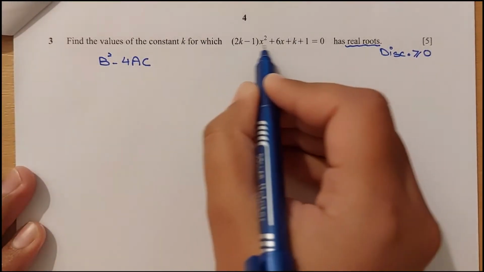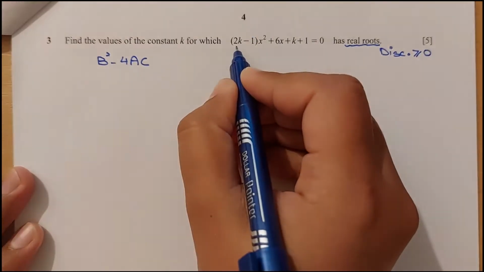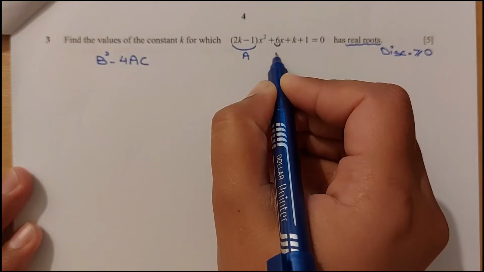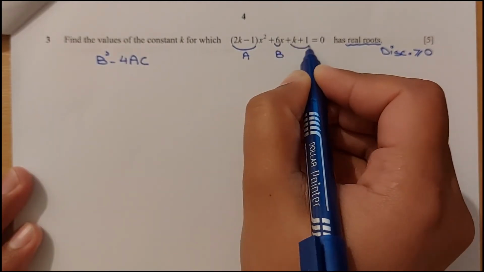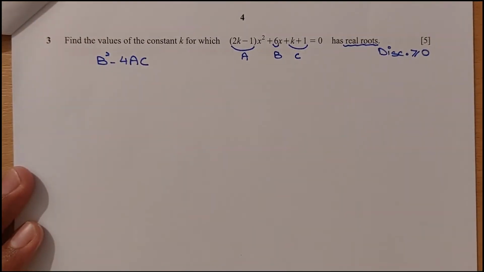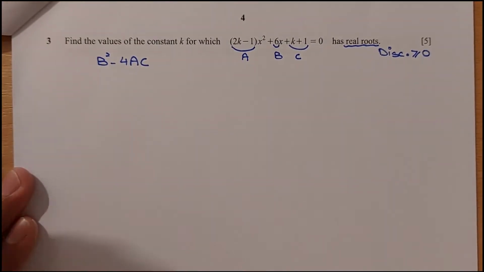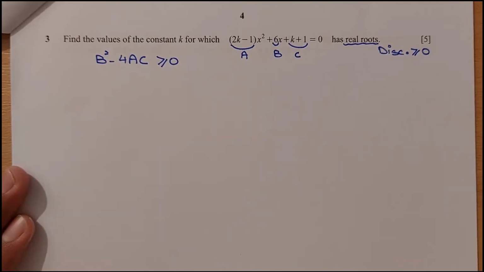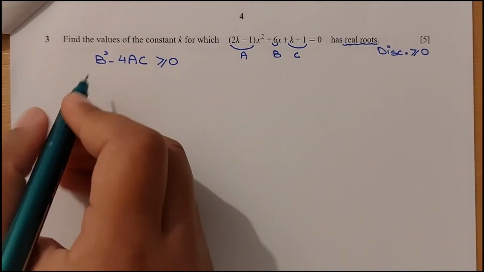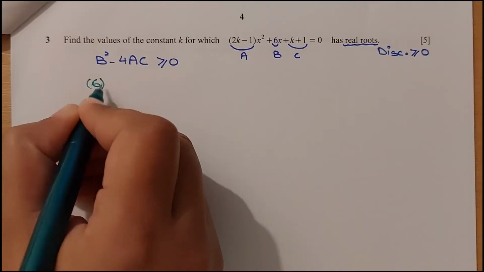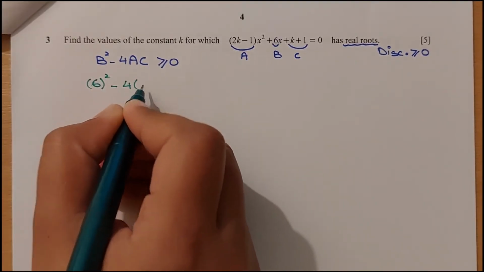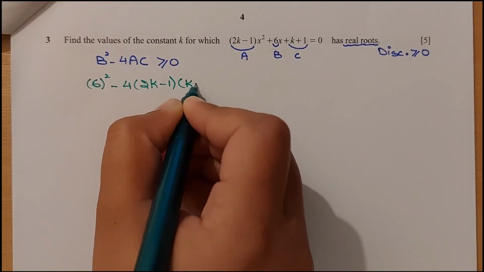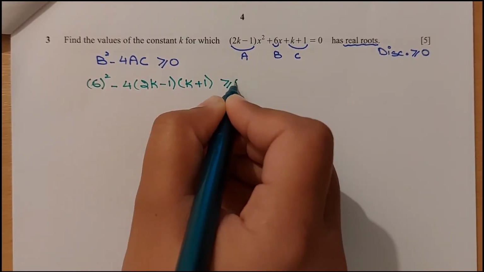This equation looks like a quadratic. So a is the coefficient of x square, b is the coefficient of x, and c is the constant term, right? Let me solve this discriminant that is greater than or equal to 0. Let me substitute the values here. b is 6 square minus 4 times the a value, 2k minus 1, times the c value, k plus 1, that is greater than or equal to 0.